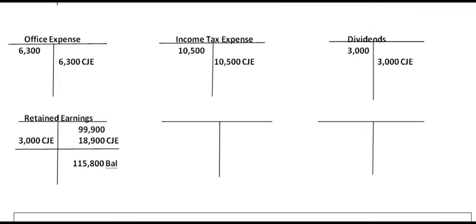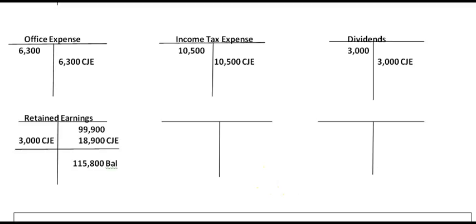The retained earnings account is different, however. We started with $99,900, but our closing journal entries transferred $18,900 of net income, the difference between revenues and expenses, into retained earnings, and then we reduced retained earnings by the amount of dividends, the earnings that have been distributed to stockholders. So our ending balance in retained earnings is $115,800. Retained earnings is not a temporary account like revenues, expenses, and dividends. It's a permanent account whose balance carries forward to the next period.